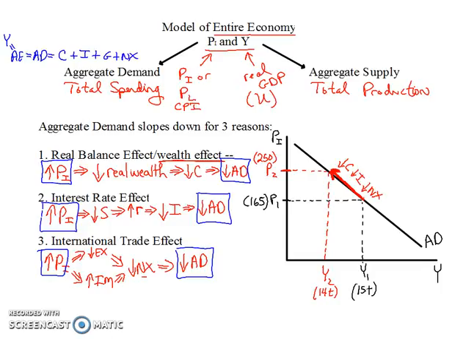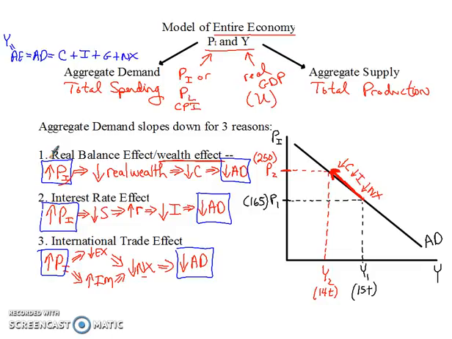And on this podcast, we're going to continue looking at the aggregate demand, aggregate supply model. So, in the previous video, we looked at what causes us to move along the aggregate demand curve, and they were the wealth effect, the interest rate effect, and the international trade effect.